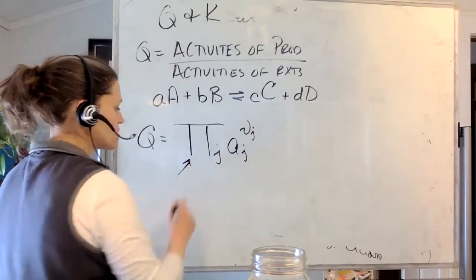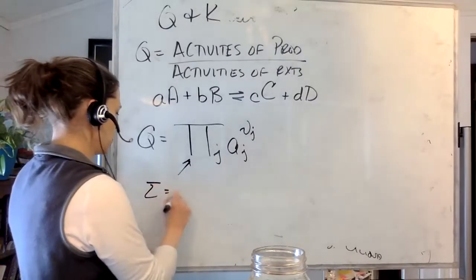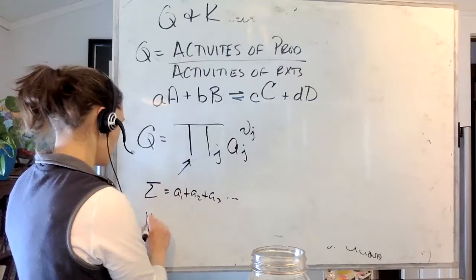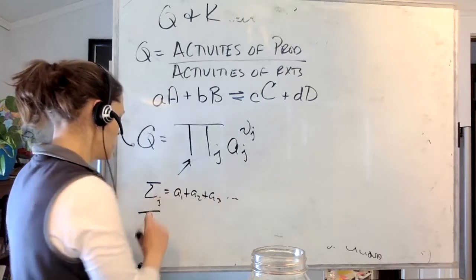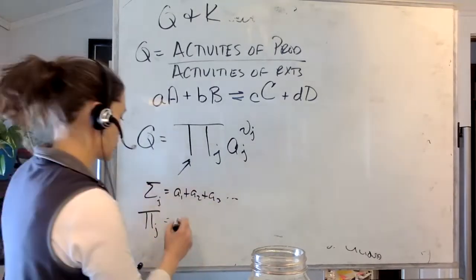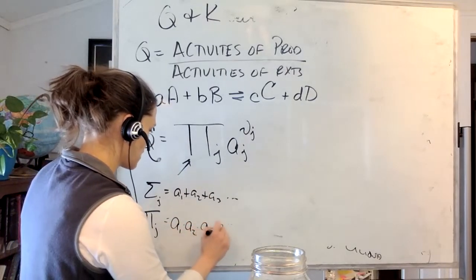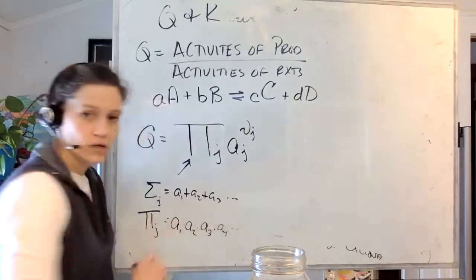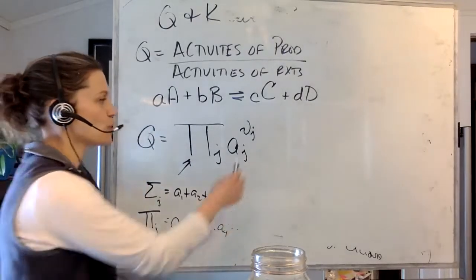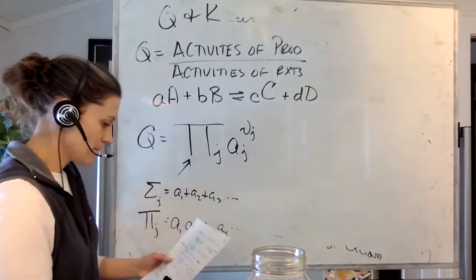Okay, this is a product rule. It's the same as a summation, A1 plus A2 plus A3, and so on, whereas the big pi equals multiplication: A1 times A2 times A3 times A4, and so on. So we're just going to multiply these things, and each is raised to the stoichiometric coefficient value.